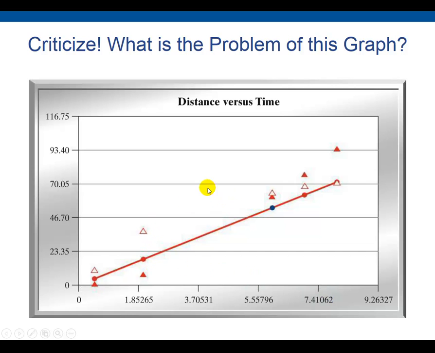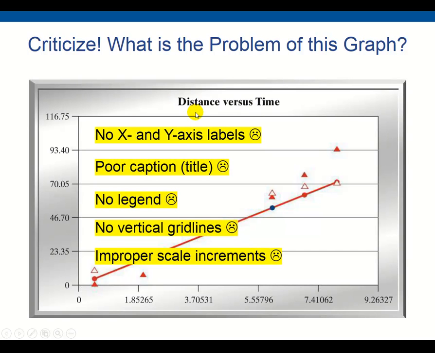And then there is no legend, so we don't know which one is which, the filled one and the empty one. I'm not so sure what the data set is. And also the title is very limited, giving only limited information. We can add more information here. So: no x and y axis label, poor caption, no legend, no vertical grid lines, and improper scale increment. Those are the problems.